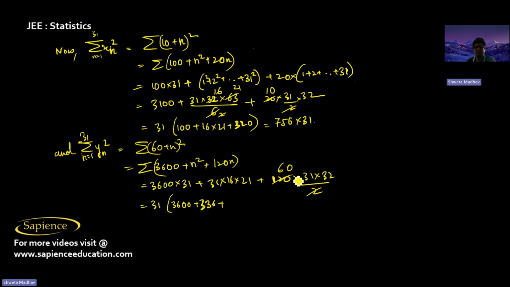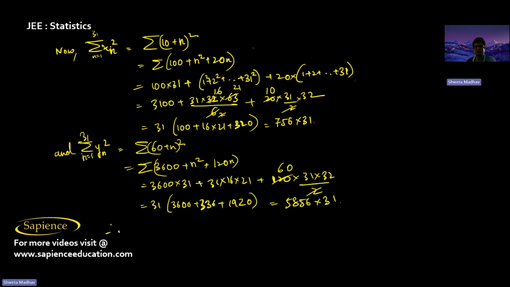60 into 32 is 1920. This will be equal to 1920 plus 3936, which is 5856. So it is 5856 into 31.